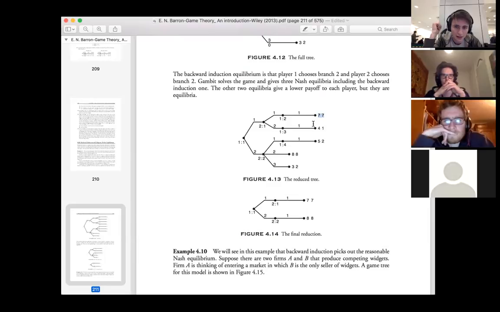In each one of these cases, we choose this one. I guess we're doing it for player 1. So 7 is better than 4, so we choose 7, and then we can reduce it to this path, and similarly we can reduce this to the 8. With perfect information, it seems fairly straightforward to figure out your optimal strategy. So that makes sense. Yep.